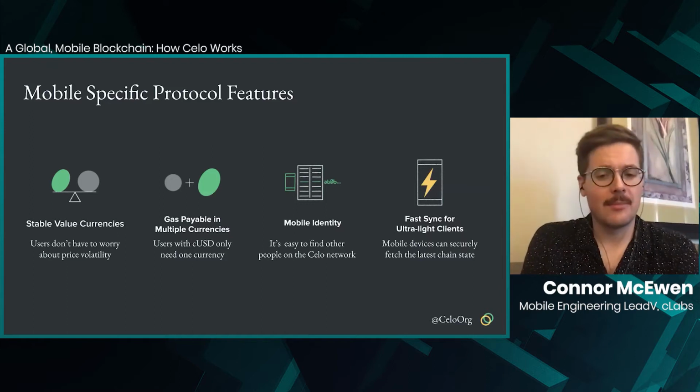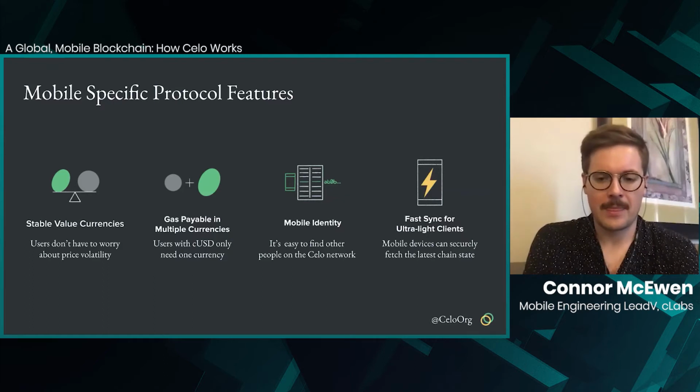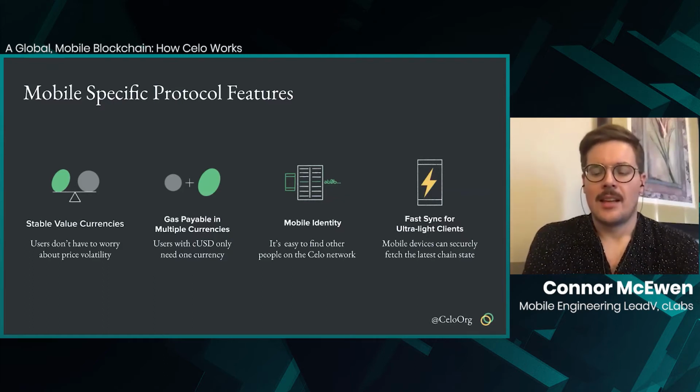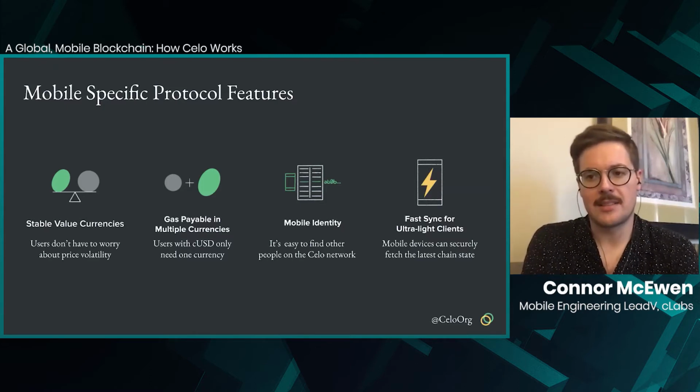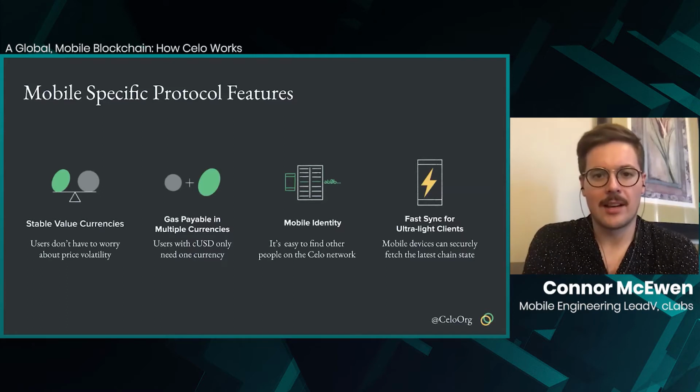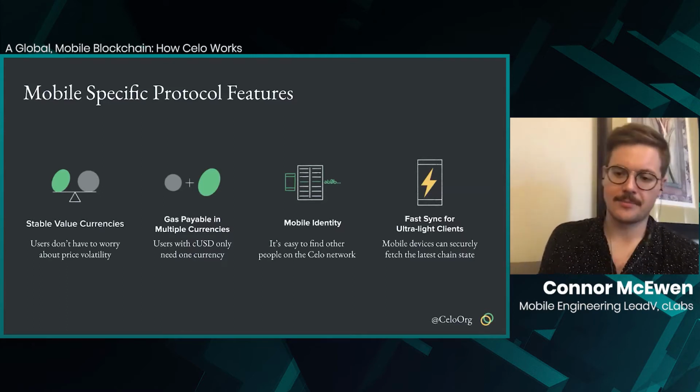We have a lightweight mobile identity protocol that makes it easy to find other people on the network so that you can send and receive money from them. And then the last piece is the ability to sync quickly to the network in a trustless way using our Ultralight Client, so that mobile devices can participate in the network without relying on a centralized hosted service.